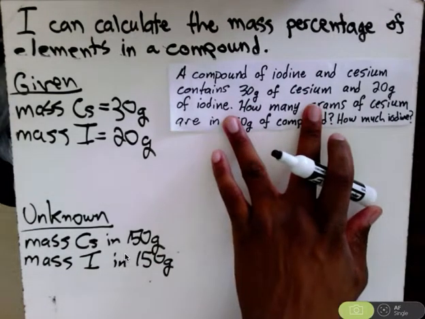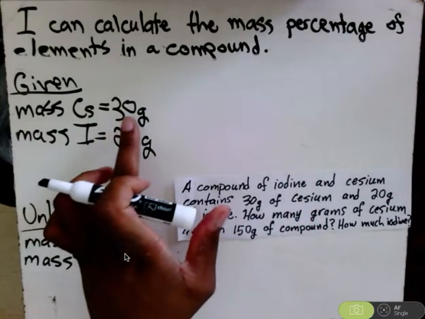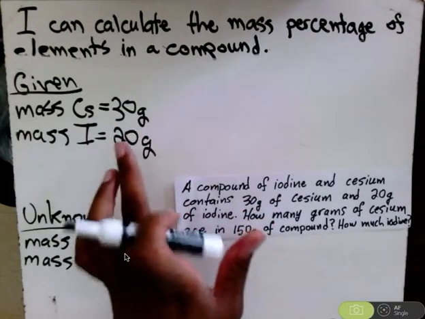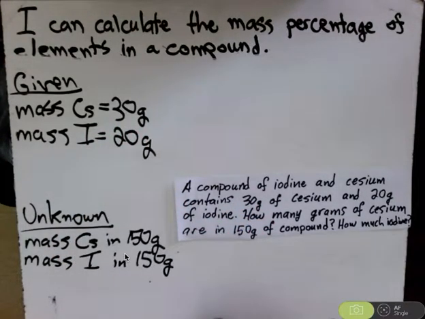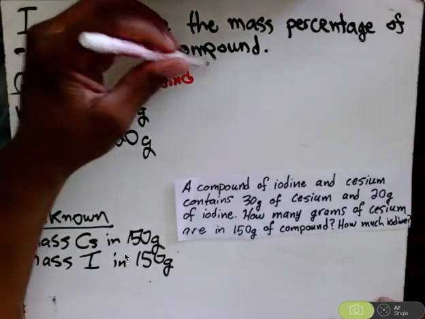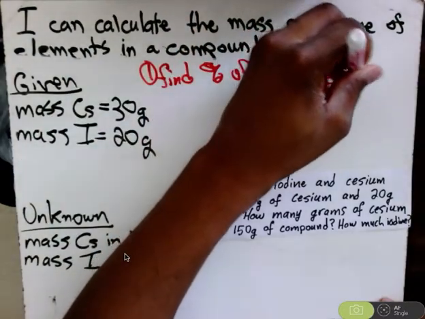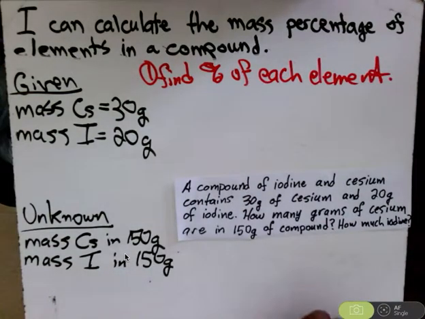So here's how we solve this problem. We know that we have 30 grams of cesium. We know that we have 20 grams of iodine. So what we want to do first, we want to find the percent of each element. That's what we need to do first. Find the percent of each element. So that's just like the problems that we've been doing. How do we find the percent of cesium?